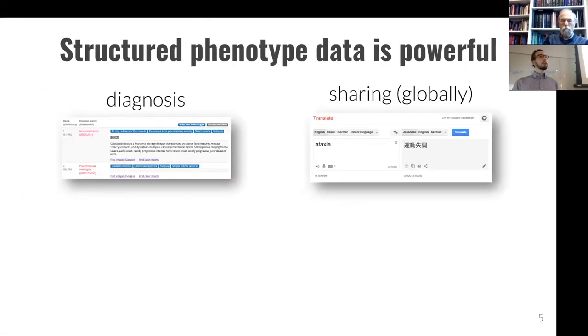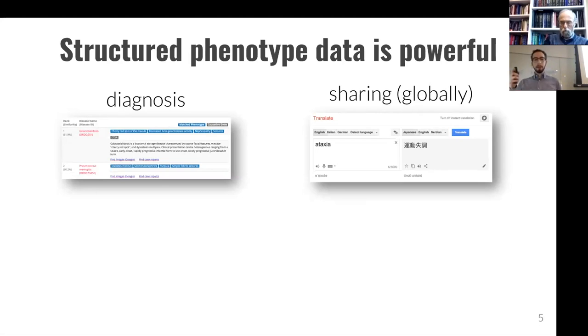So this structured phenotypic information is really valuable for a number of different reasons. It makes a lot of really hard problems a bit simpler. We can use this for diagnosing patients or suggesting diseases based on known disease condition associations. We can share patient data globally. Once you translate a terminology into a different language, you basically unlock all data that's coded with that terminology to clinicians and researchers in that other language.